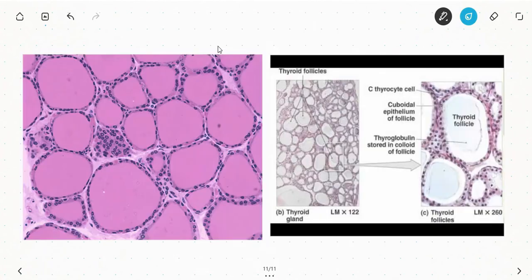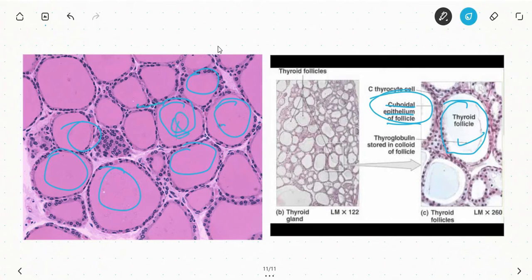level 3 and level 4. Coming to the histology, microscopically, the thyroid is divided into lobules. Each lobule has 20 to 40 follicles. So these are the follicles, thyroid follicles. Each follicle is lined by cuboidal epithelial cells. In the center, colloid is present, which is secreted from the epithelial cells. So the thyroglobulin is stored in the colloid of the follicle.